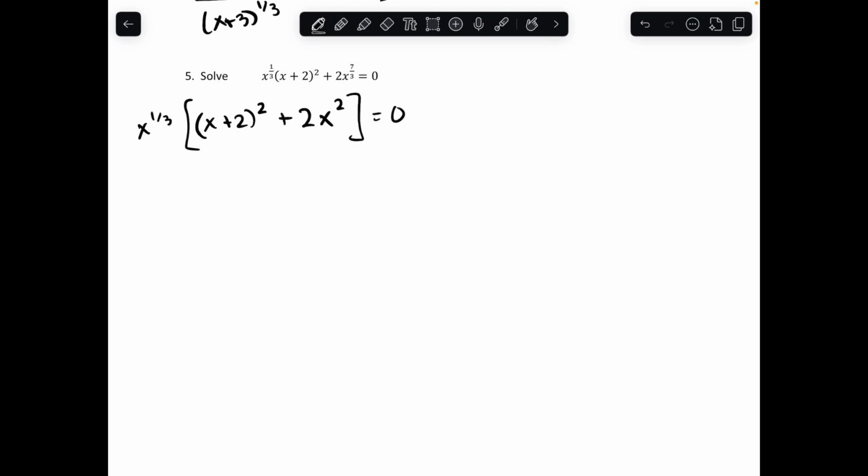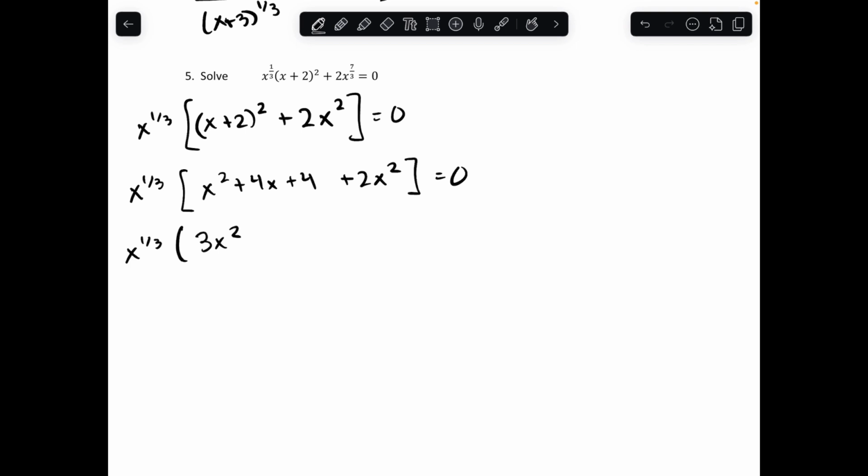Now, inside our brackets, we can go ahead and expand. So we're going to have x to the 1/3 power times x squared plus 4x plus 4, and then we have this plus 2x squared. Combining like terms, we're going to have x to the 1/3 and then times 3x squared plus 4x plus 4 is equal to 0.